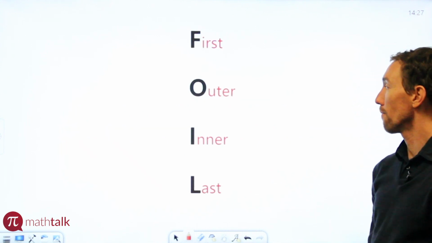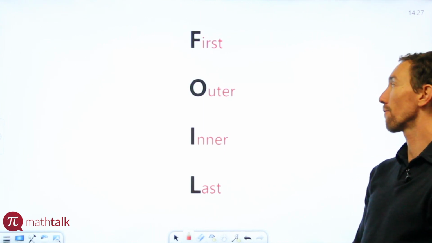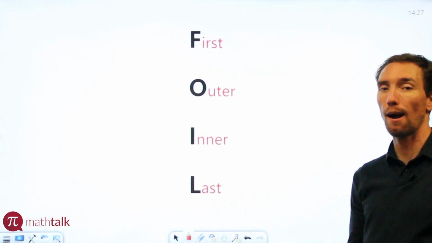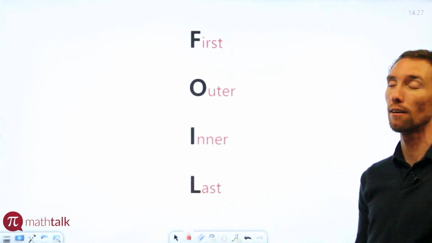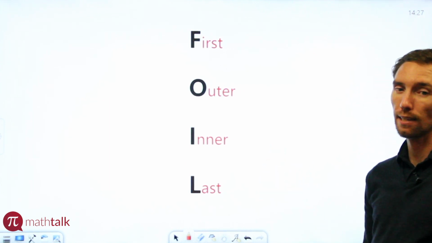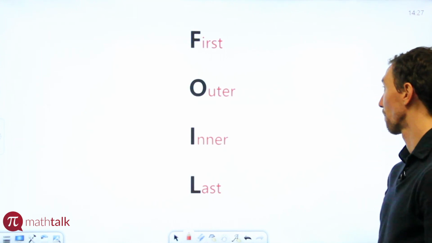So the FOIL method, if you haven't heard of it, is an acronym, FOIL. It stands for first, outer, inner, and last. And it's really just directions on how to multiply two expressions together of a certain kind. You literally just follow these steps. And so let's look at two different examples of how we can apply the FOIL method.